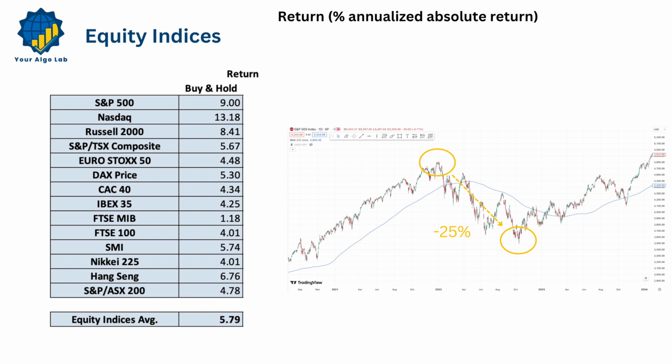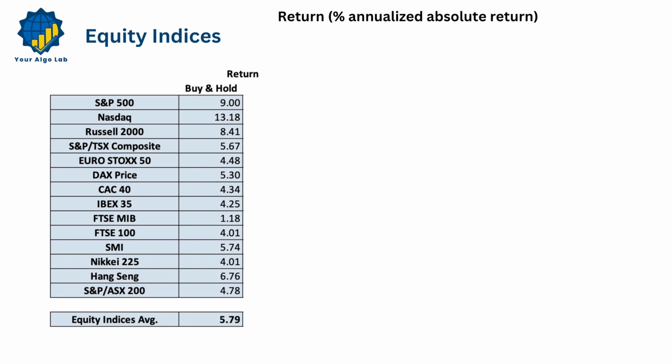In simpler terms, it shows the largest drop in the value of an investment from its highest point to its lowest point. For instance, the maximum drawdown in this example is minus 25%. Understanding maximum drawdown helps investors evaluate potential downside risk and determine appropriate position sizing.